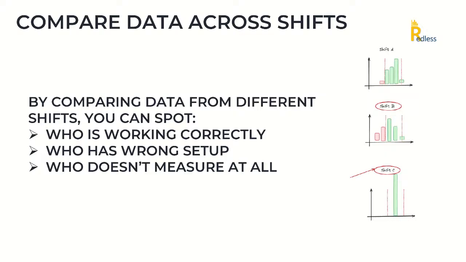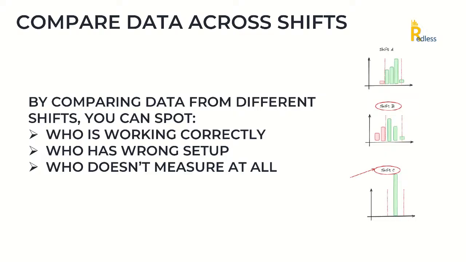if I have shift A that is working properly, and I see that I go to shift B and it's not working properly, it's working close to the limits, then I understand that shift A is working better than shift B, and thus shift A should teach shift B how to work and should transmit their capacities to shift B.